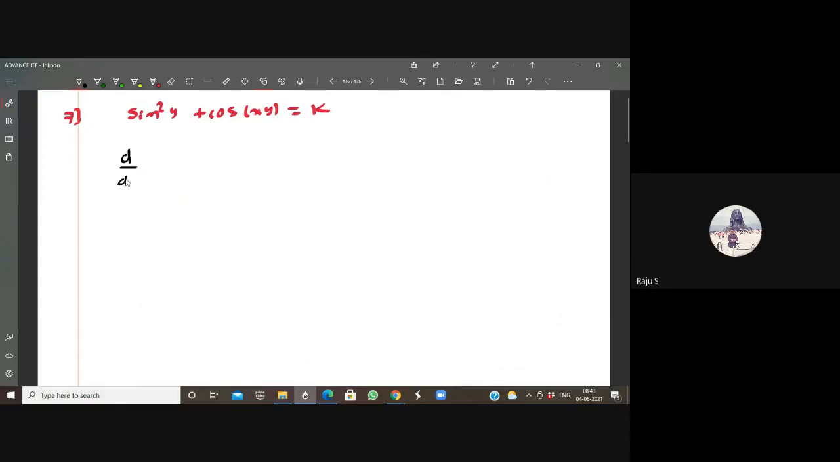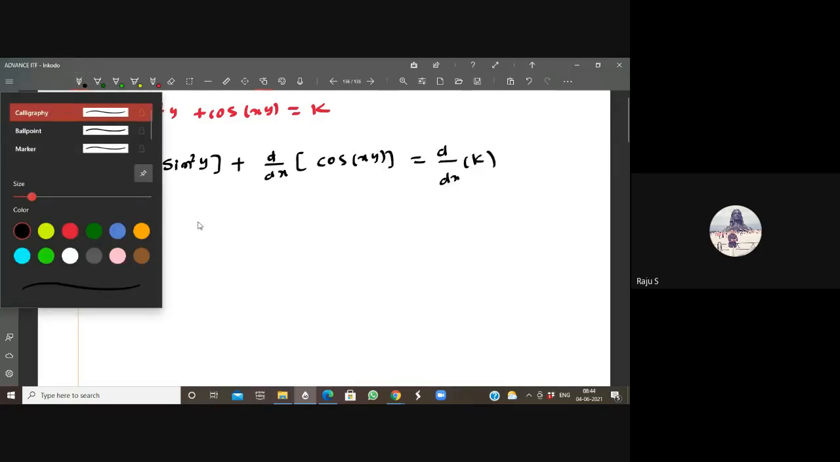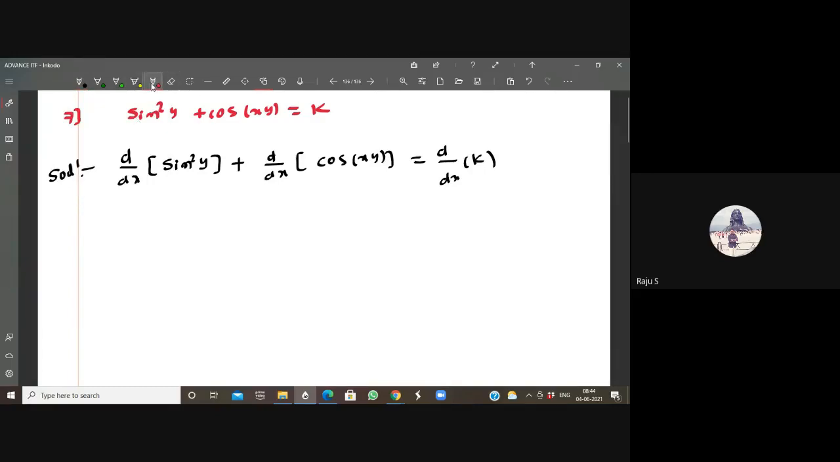Take d by dx on both sides. The solution I'm writing directly here. So this is sine square y plus d by dx of cos of xy is equal to d by dx of k. On the left side, first, what is the formula we can apply here? We should apply the d by dx of x square formula, x square is 2x.